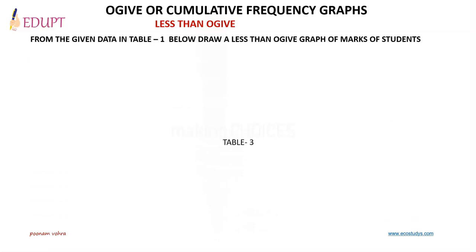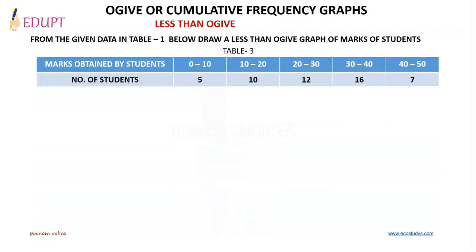The example is about the marks obtained by students, which is given in class intervals beginning from 0 to 10 till 40 to 50, and the number of students in each category, which varies from 5, 10, 12, 16 and 7. So we shall discuss step by step.